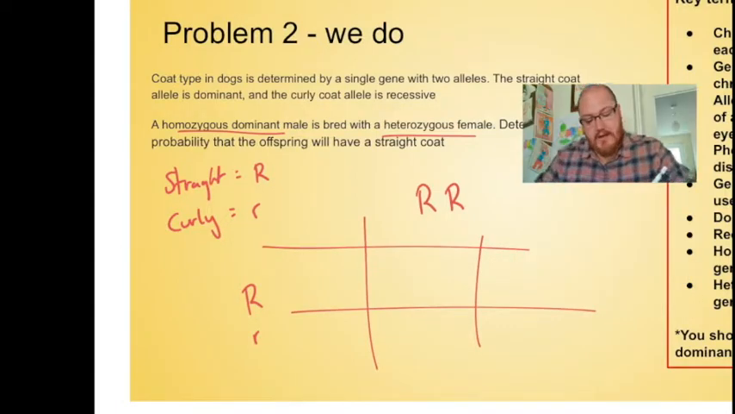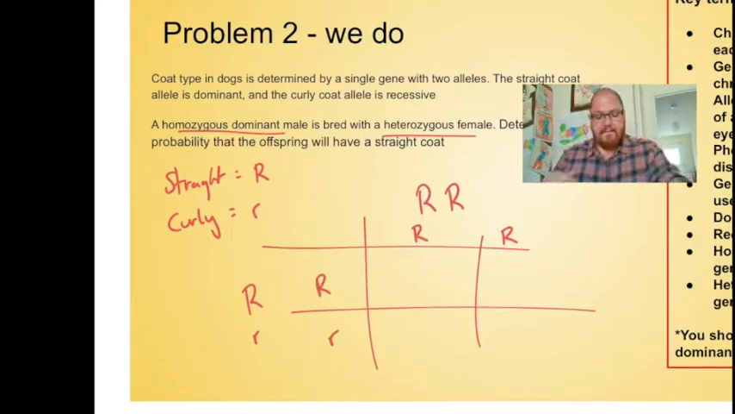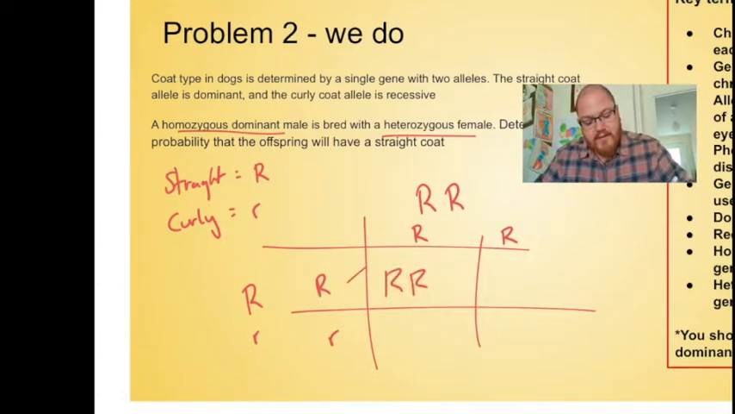Okay, so I'm just going to bring these in a bit clearer now. R. So I cross these two, R. I cross these two, R. I cross these two, R. And I cross these two, R.